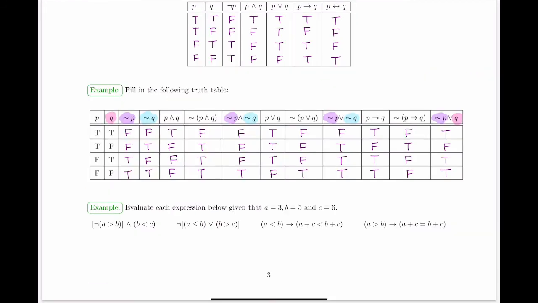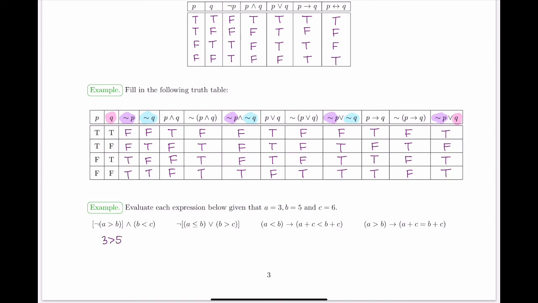Let's take a look at another example here, not quite the truth table, but evaluating the expressions for specific values that are given to our variables. Okay, so what we have here is A is 3, B is 5, and C is 6, and we have all of these different propositions to consider. Let's see if we can decide whether each one of them is true or not. So the first thing we can do is replace A, B, and C by the corresponding numbers. So in this case, we have A is 3 and B is 5.